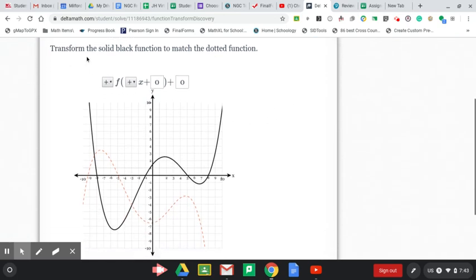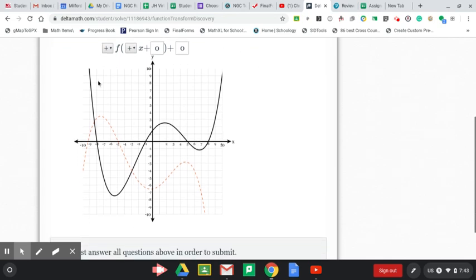So transform the solid black function to match the dotted function. This is what we started with, this black function right here. And we're not told exactly what this function is, but we just have the picture of it. And then this here is our transformed function, okay? And we want to modify this so that it matches this dotted function here. And we have these different things we can play with.